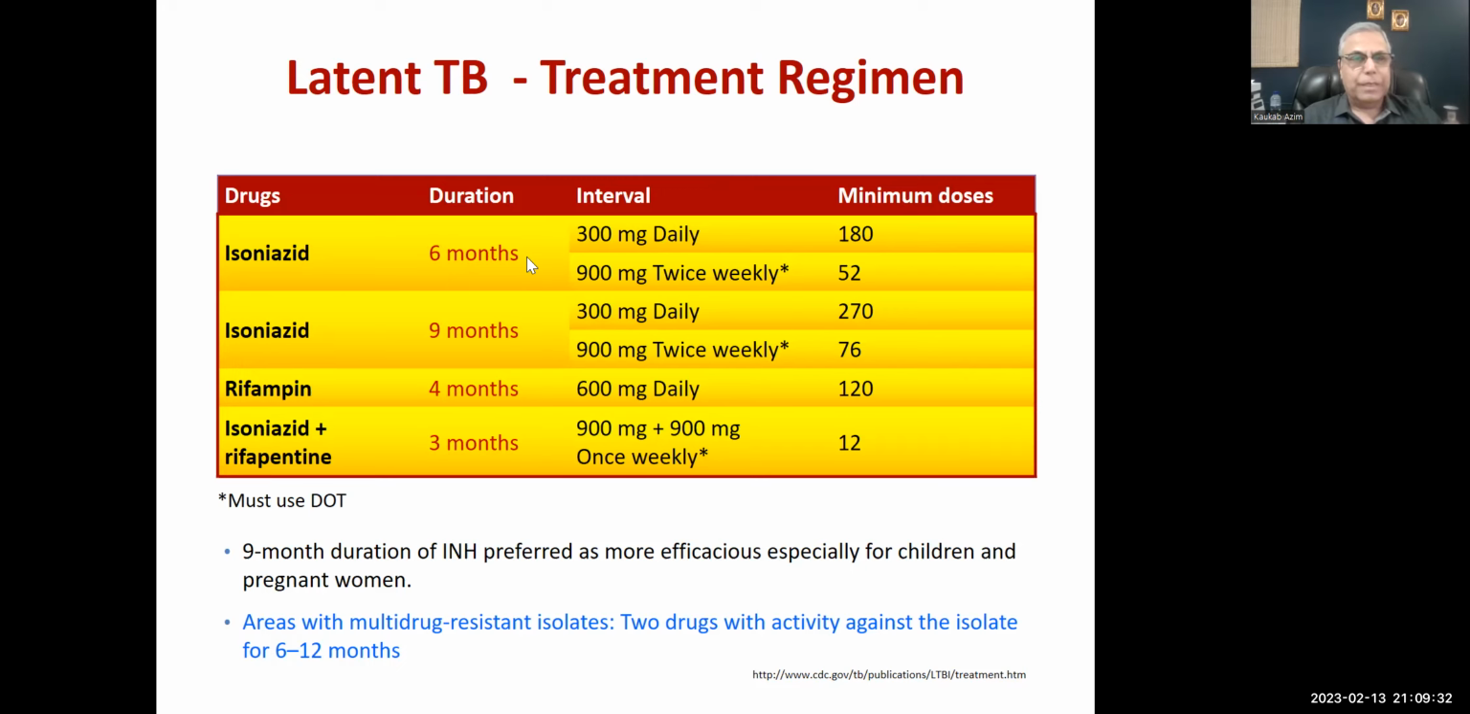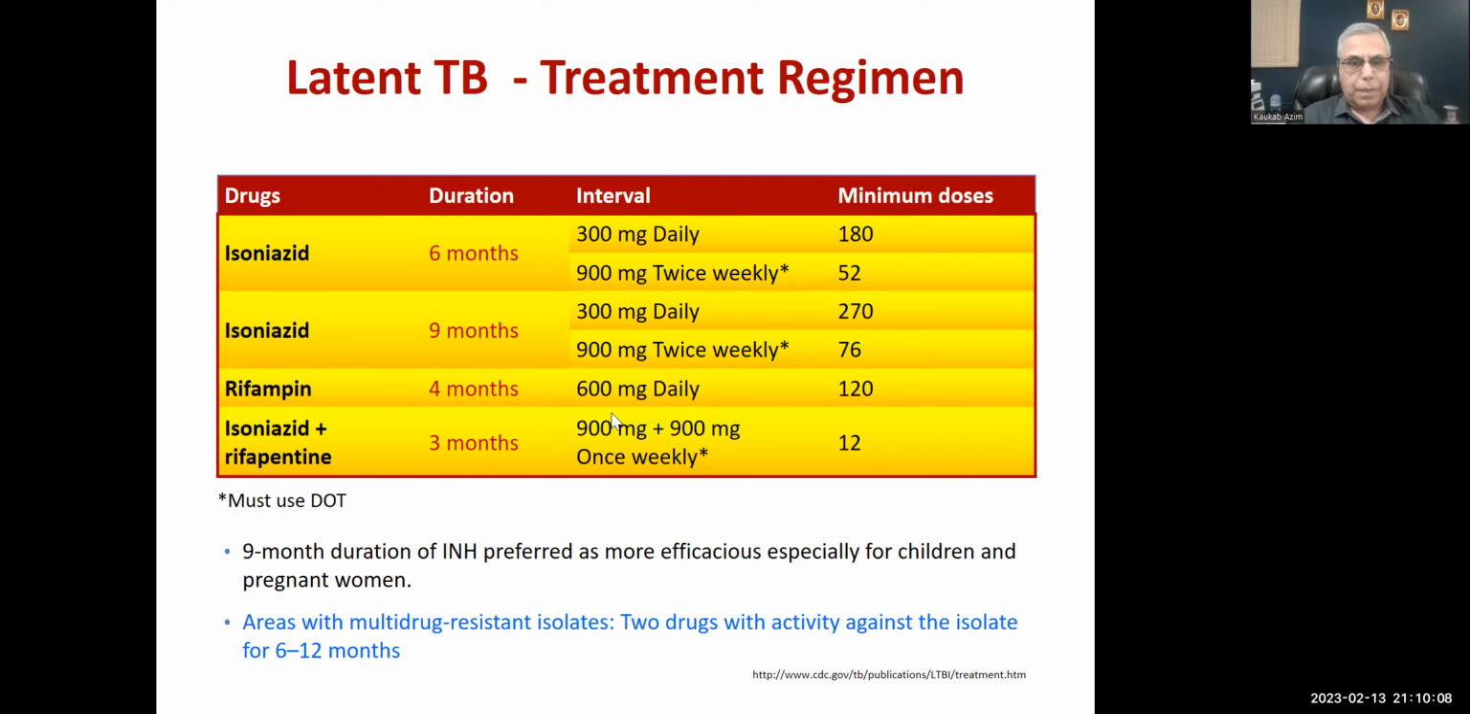So isoniazid, we can give 300 milligram daily, or we can give 900 milligram twice weekly for a total of 52 doses, right? Or we can give for 9 months 300 milligram daily, 270 doses, or 900 milligram twice weekly, but 76 doses. Here we have 52 doses, twice weekly. So this is 26 weeks. 26 weeks is about 6 months, okay?